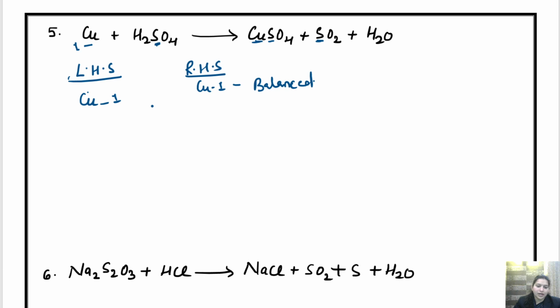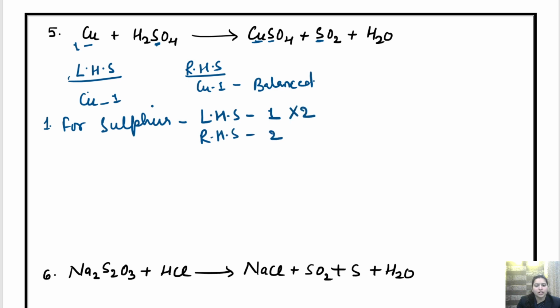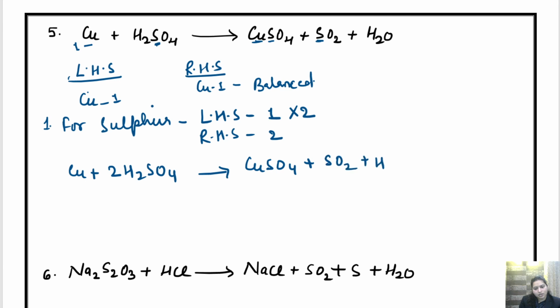ठीक है, तो अब हम क्या करेंगे? Because we have 2 sulfur, so to balance sulfur, because in LHS we have one sulfur and in RHS we have two sulfur, so we will multiply 2 in LHS. So what will be the equation? It will be Cu plus 2H2SO4 will give you CuSO4 plus SO2 plus H2O. Correct? Now sulfur is balanced.